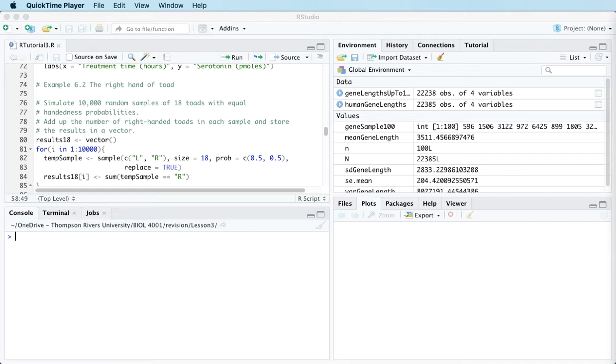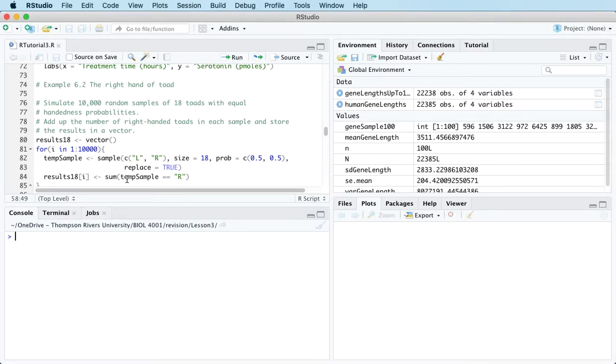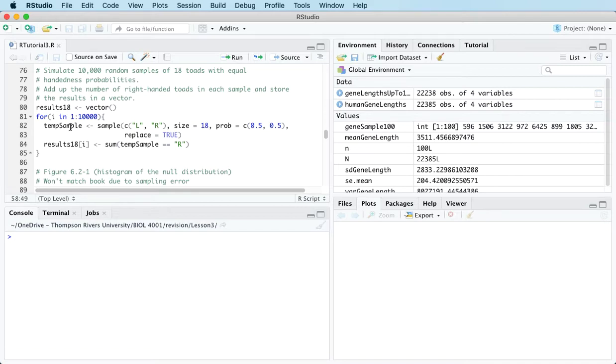Okay, so how do we go about calculating that p-value? Because the p-value is a number that we need to be able to calculate. Okay, so let's go to R and see if we can figure out what the p-value is in this case. So we're going to run a simulation that simulates 10,000 random samples of 18 toads from a population in which we've got equal numbers of left-handed and right-handed toads.